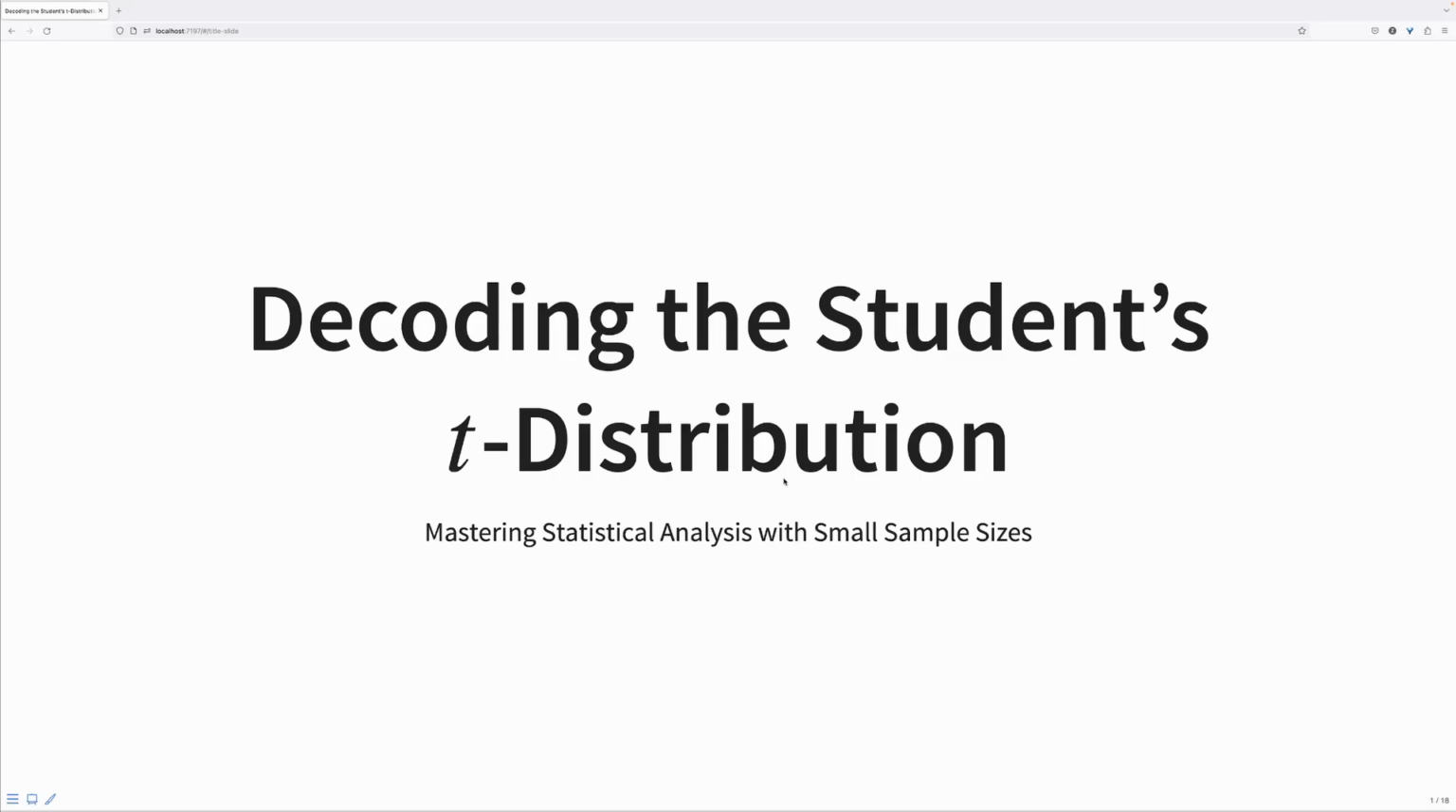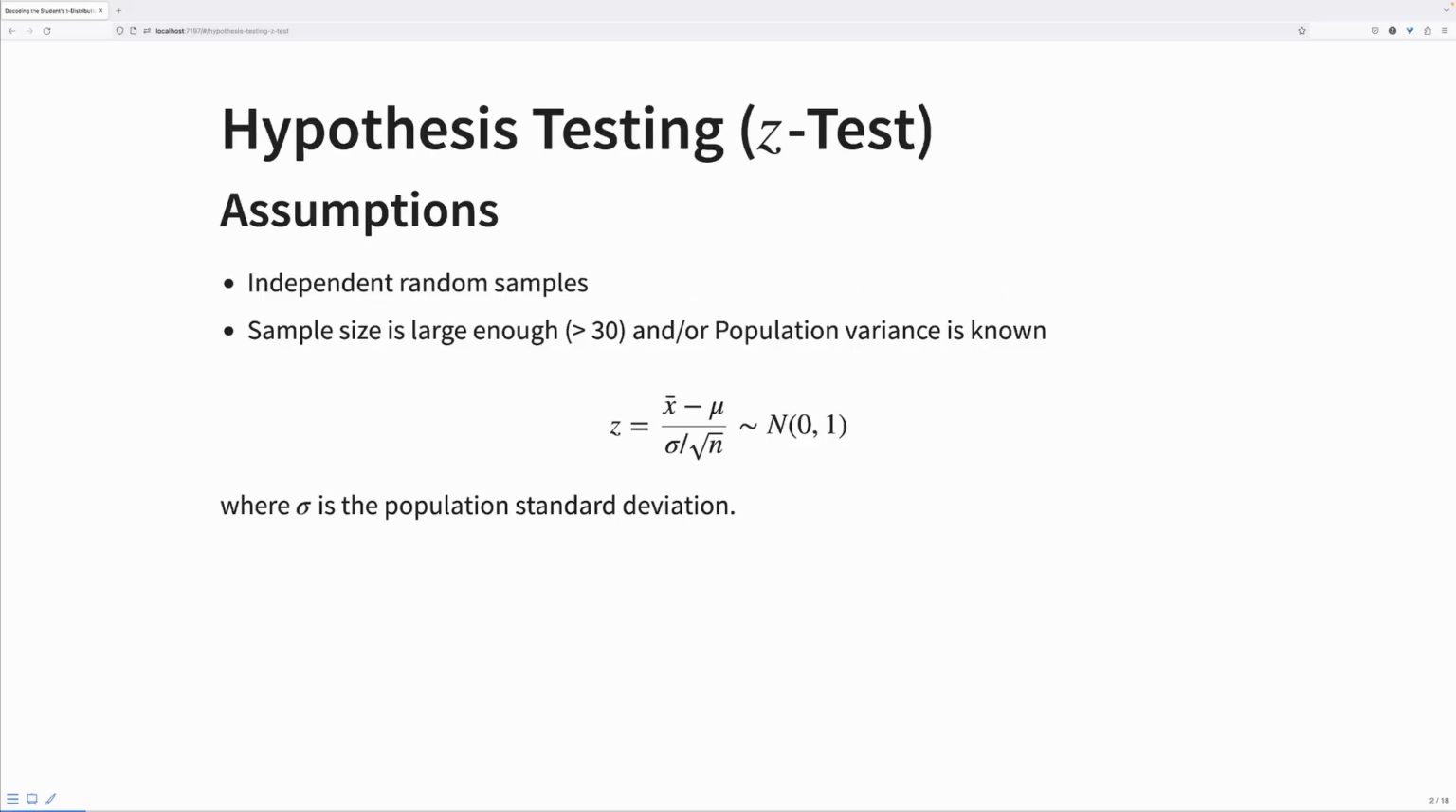Hey everyone, welcome back. In the previous video, we talked about hypothesis testing, specifically the z-test. So here are the assumptions behind the z-test. The samples are independent and random, and the sample size is large enough and/or the population variance is known.